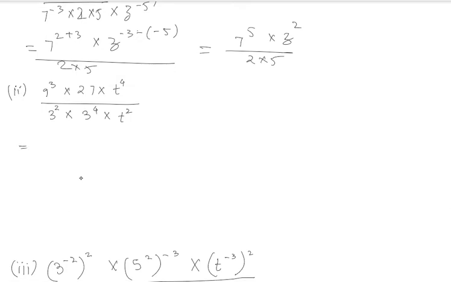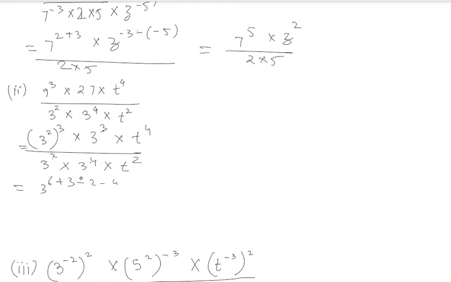Next is 9 cube. So that's 3 square cube into 3 cube into 3 to the power 4 by 3 square into 3 to the power 4 into t square. That's 3 to the power 6 plus 3 minus 2 minus 4 into t to the power 4 minus 2. 9 minus 6 is 3 cube into t square. I can also write this as 27 t square.